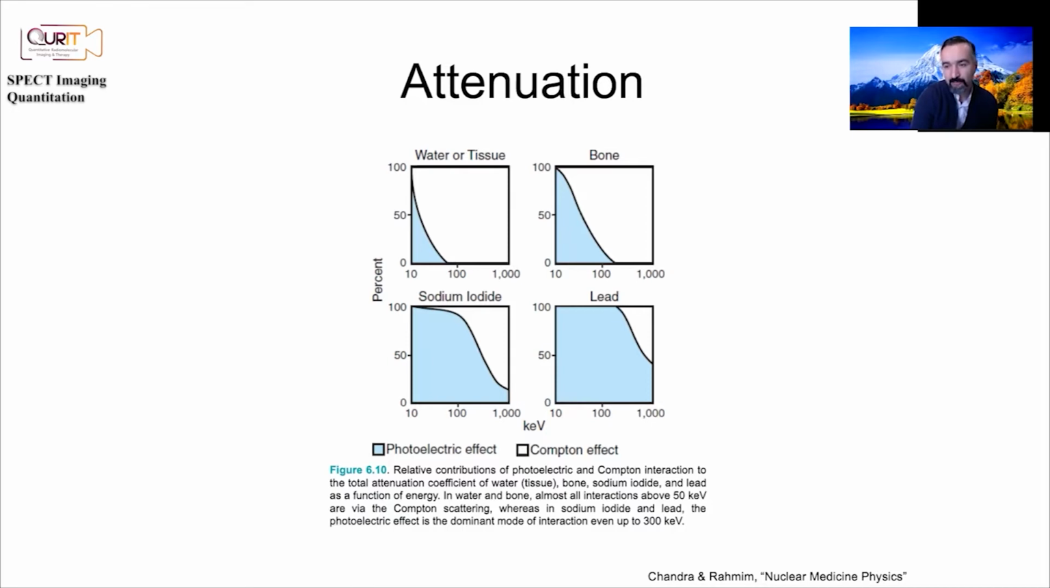Pair production, Carlos talked about, only happens when your gamma ray energy is more than 2 times 511 keV, more than 1,022. But that's not really something we encounter in typical nuclear medicine imaging. We're far below that. But look at the relative contributions.